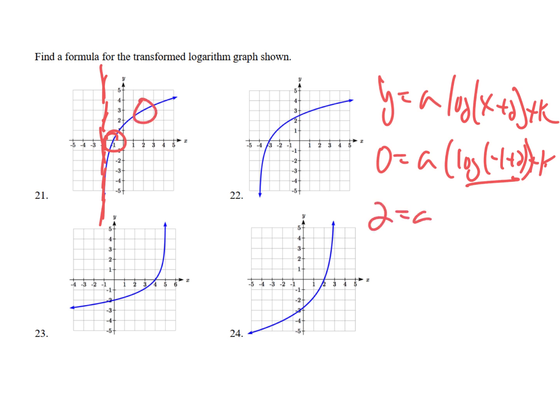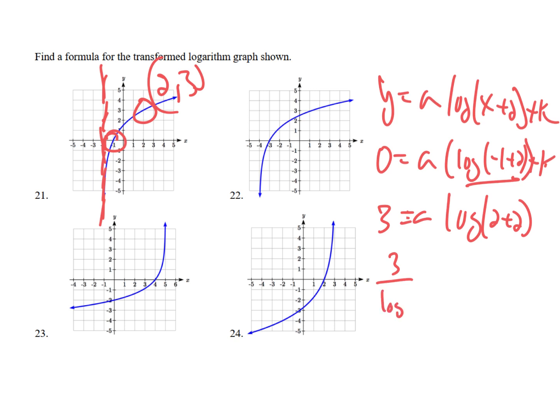2 equals a times the log of 3. You probably were saying, what the heck, Dan? Rightly so. I should have done this: 2, 3. I keep myself from making mistakes when I do those kind of things. A times the log of 2 plus 2 plus k, which is gone. So doesn't that give me 3 over the log of 4 equals a.